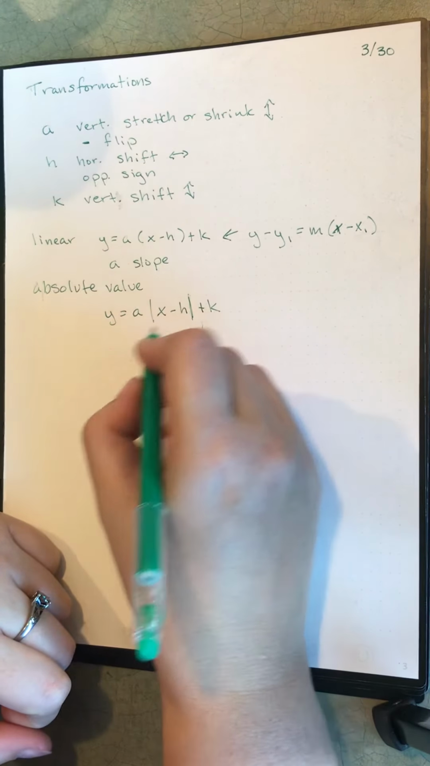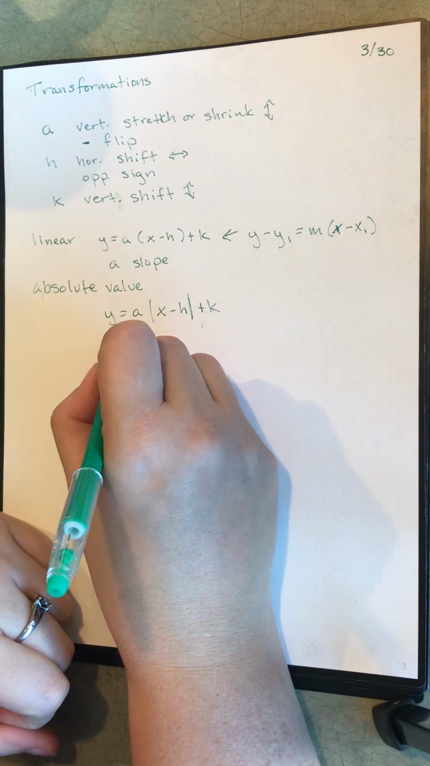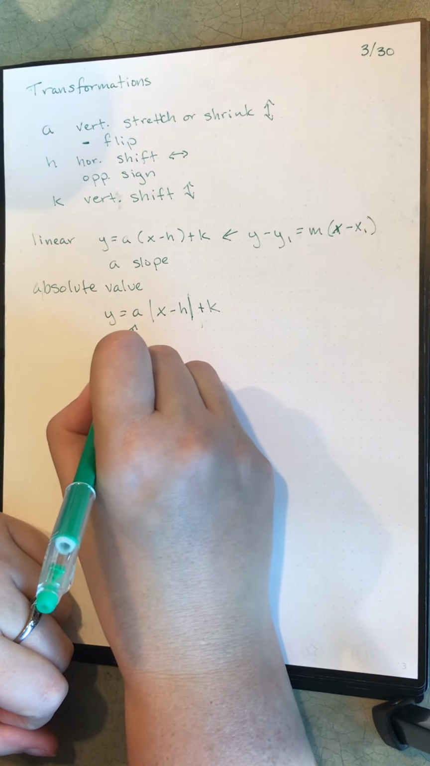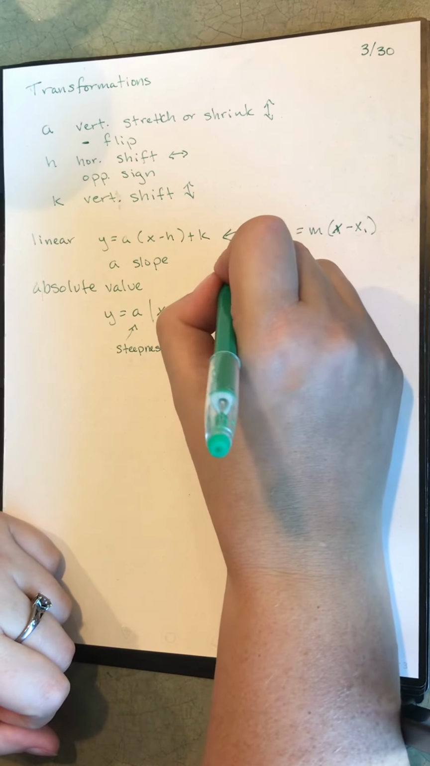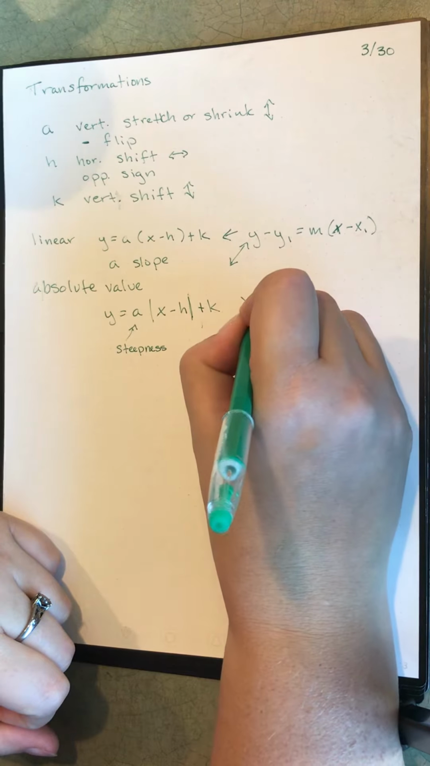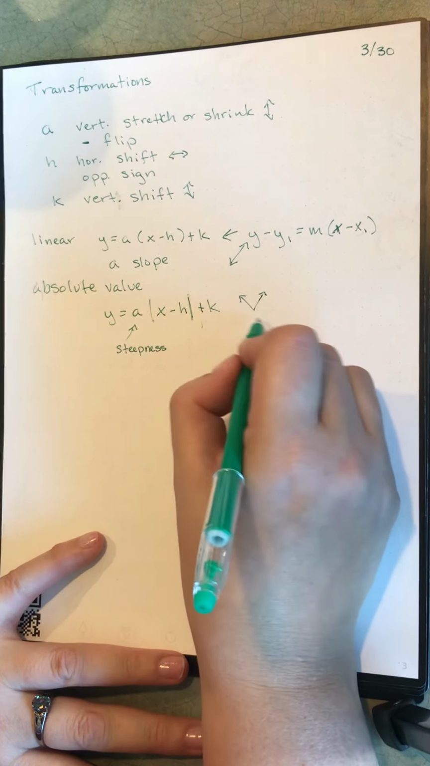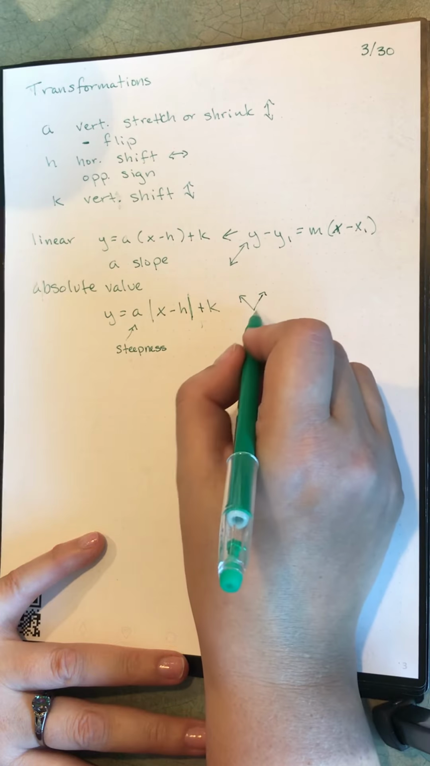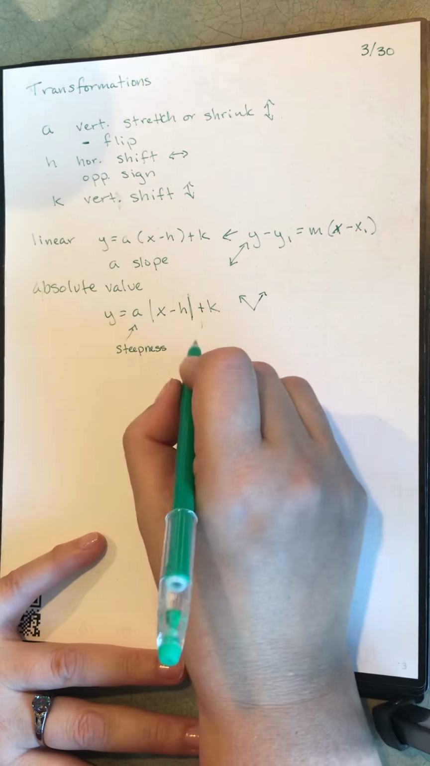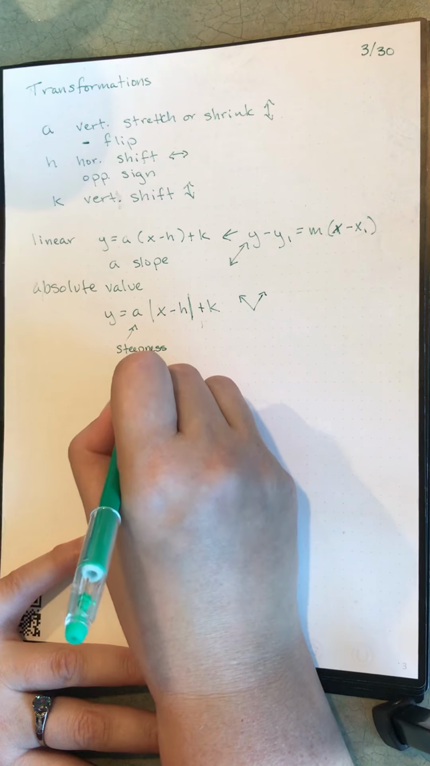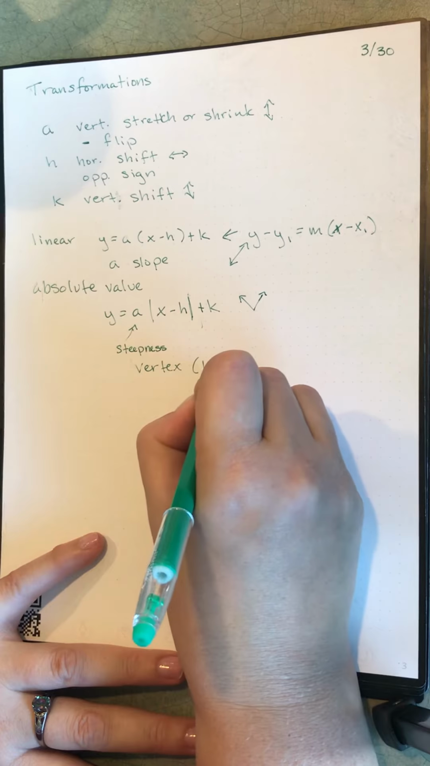Okay. Remember that A tells you the steepness of the sides. Right, so here our shape is like this. Here our shape is this V shape. So A tells us the steepness of the sides. It's like the slope of the positive side, and then you reverse it, or it's the opposite for the other side. And then our vertex is at (h, k). Okay.